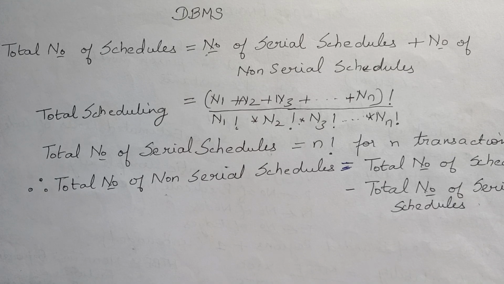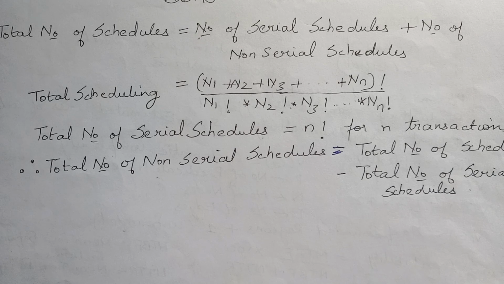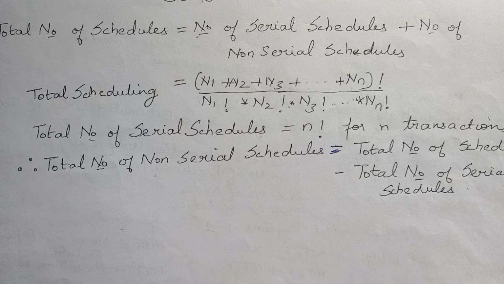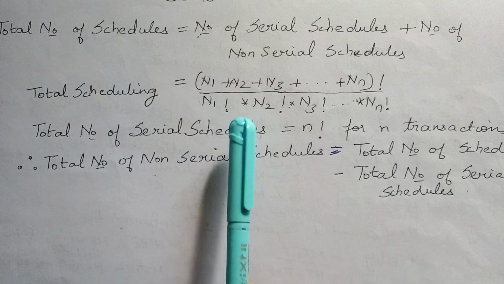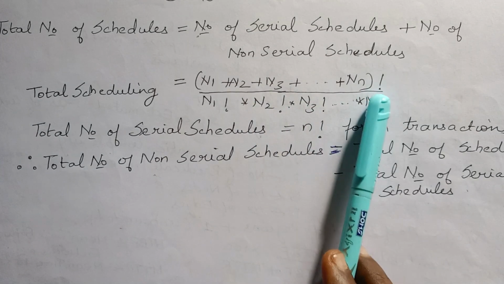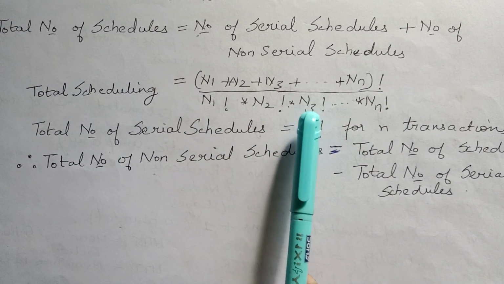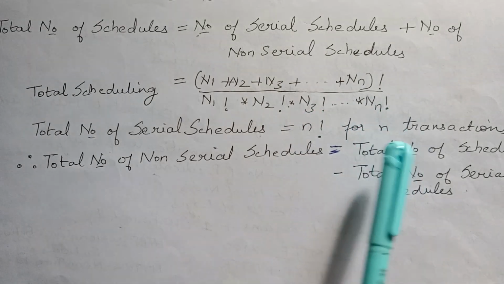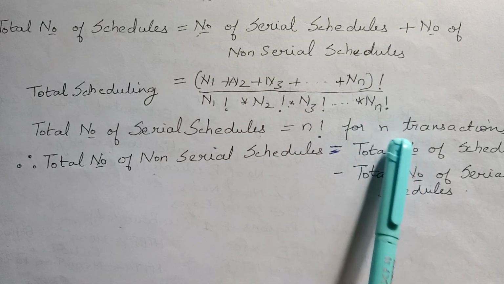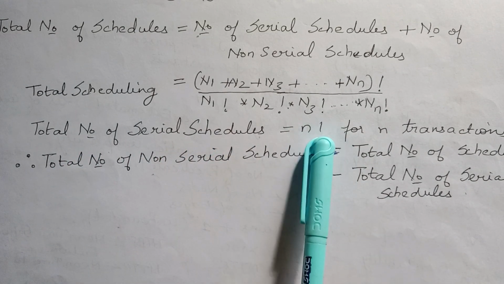Today we'll see the problems in the database management system. There are only a few formulas in this unit. There is the total number of schedules, which comprises the number of serial schedules and the number of non-serial schedules. The total schedules formula will be (n1 + n2 + n3 + ... + nn) factorial divided by n1 factorial times n2 factorial times n3 factorial up to nn factorial. What is n? n is the number of transactions. For n transactions, the total number of serial schedules will be equal to n factorial.